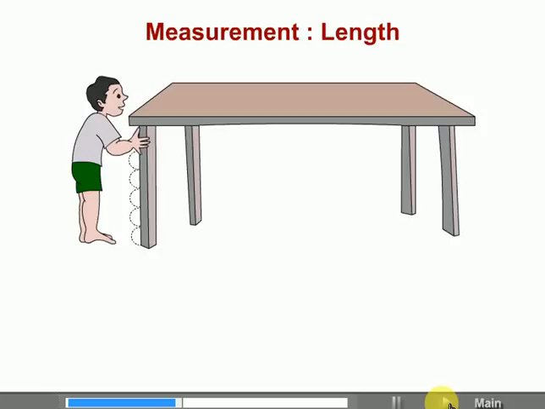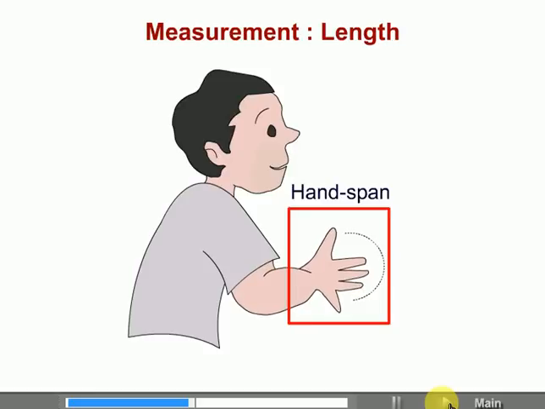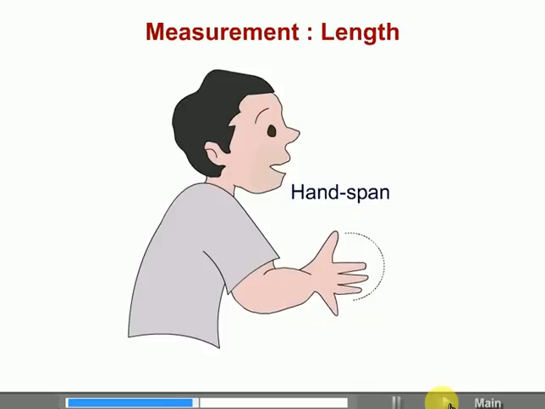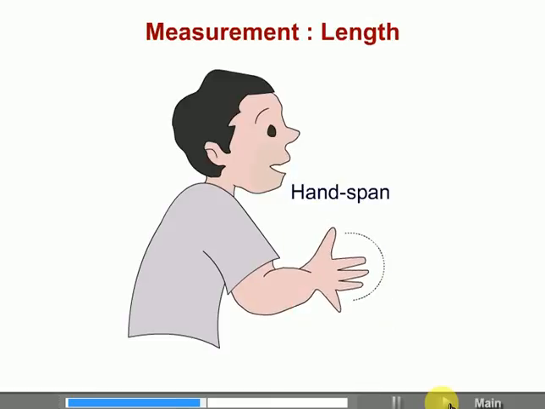Now, let us measure the lengths of these objects. You can see in the picture, Nandu is measuring the height of the table with his hand span. Do you know what is hand span? It is the point between two fingers when you open your palm as much as possible. It is the length between the two fingers of your palm which are furthest from each other when you open your palm fully.